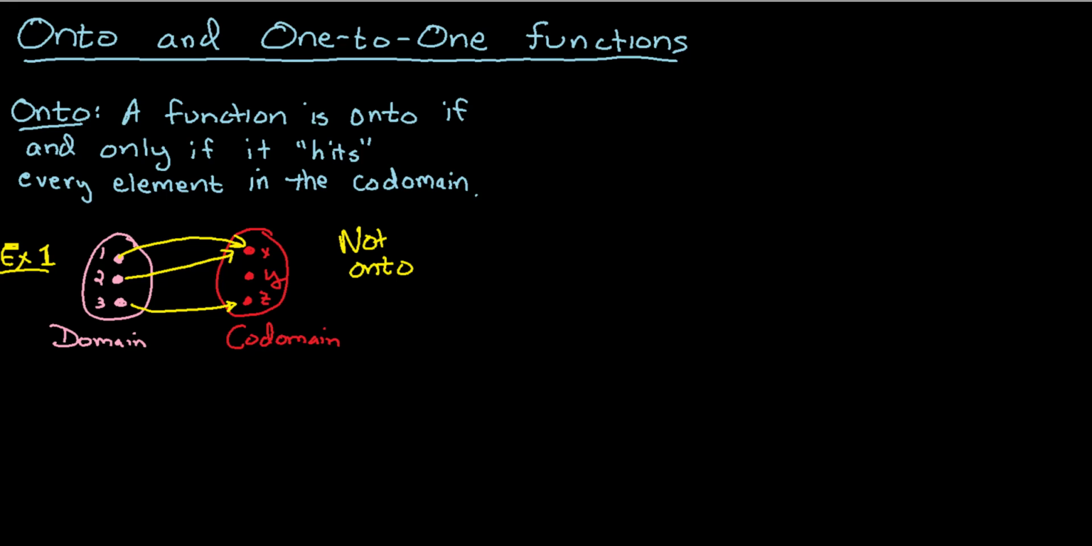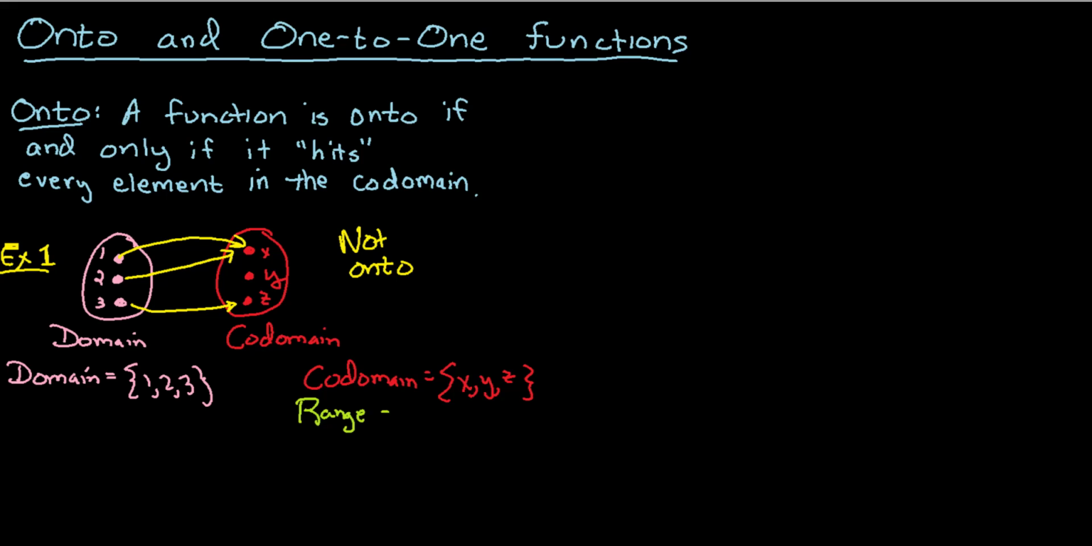So some important pieces of notation to note here. You would say that the set of elements in the domain is 1, 2, and 3. The codomain is the set X, Y, Z. And the range is actually the set of outputs that we get, the elements that we do land on. It's just X and Z.